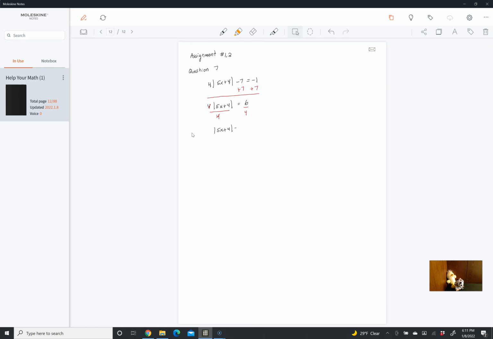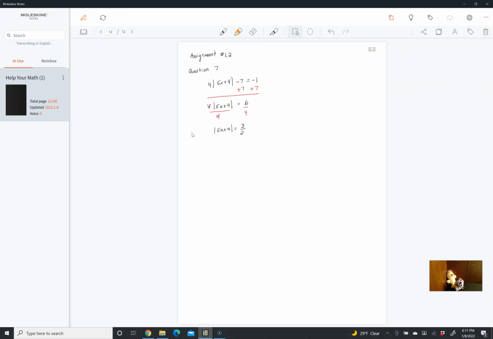And we'd like to reduce the fraction 6 over 4 to 3 over 2. It's always a good idea to reduce your fractions, partly just to make your life easier. Okay, so we're saying that the absolute value of 5x plus 4 has to equal 3 over 2.